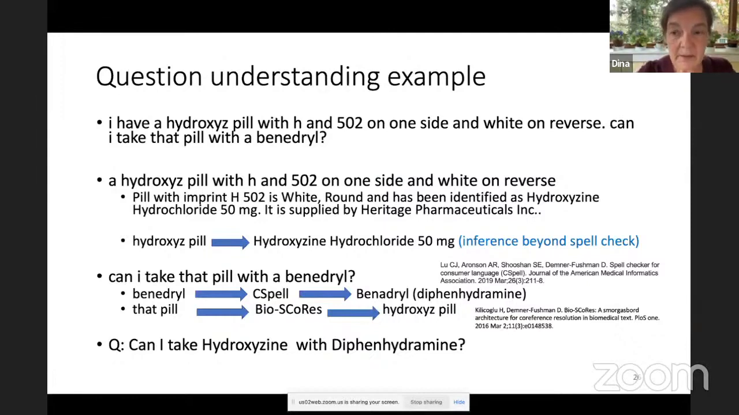But then the other part of the question is, can I take that pill with a Benadryl? So first, that pill, we need a system to resolve that to that hydroxyzine pill, which we do. We have developed a system because we have seen a lot of coreference in the consumers' questions. And then also lots and lots of misspellings. So we also have a system to convert Benadryl to its correct spelling. So now you can see that the question actually was, can I take hydroxyzine with Benadryl?